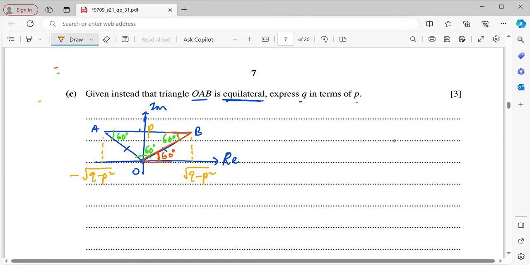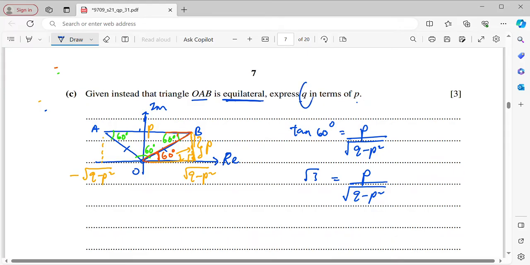Alright, so from here, I can just refer to this triangle. Okay, this triangle. Then I know that this is going to be p. So I have the opposite and adjacent sides of this right angle triangle. Therefore, I can use tangent. So tangent 60 degrees is going to be p divided by square root of q minus p squared. So tangent 60 is basically square root 3. Okay, and now we need to get q as the subject.